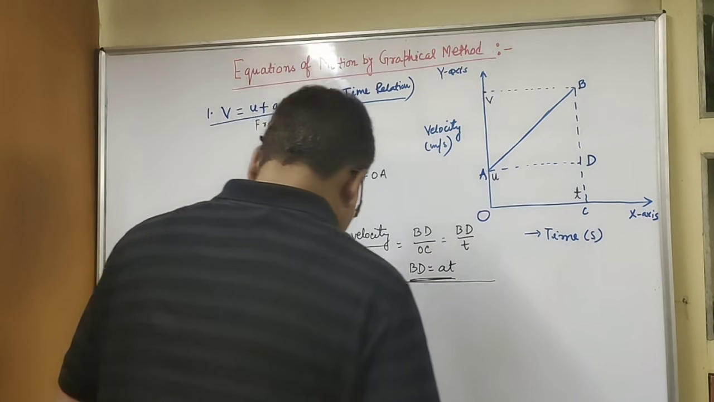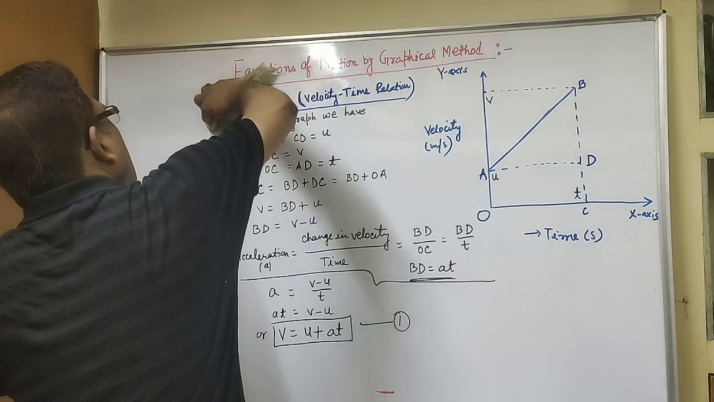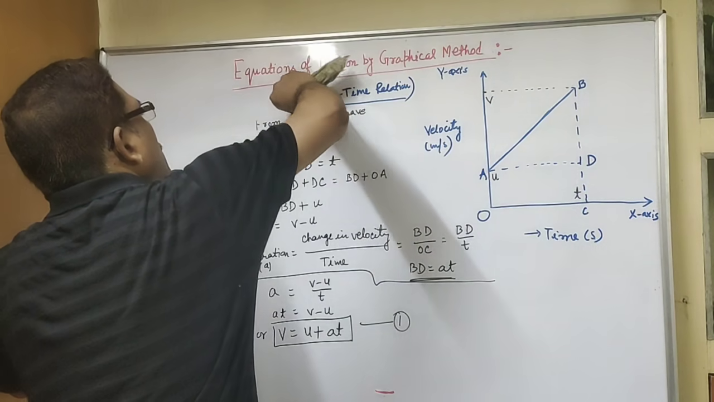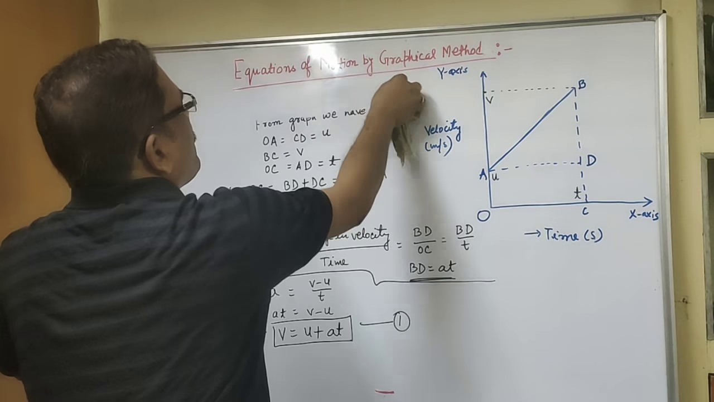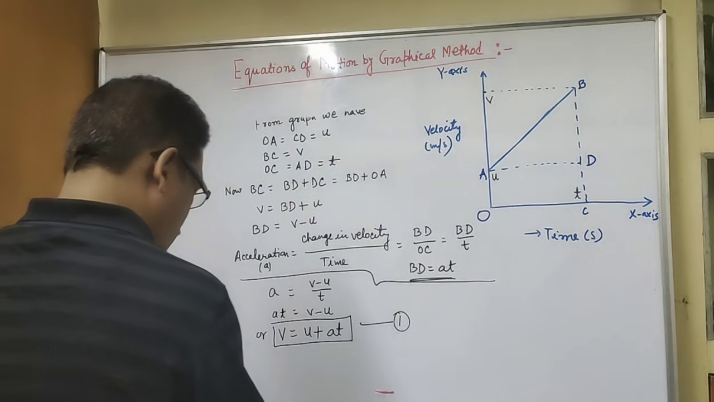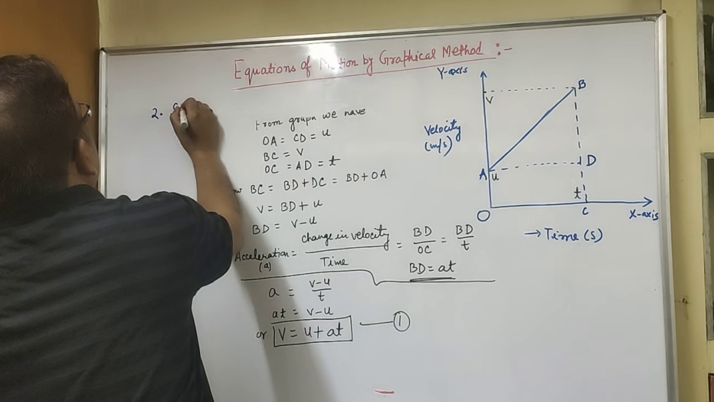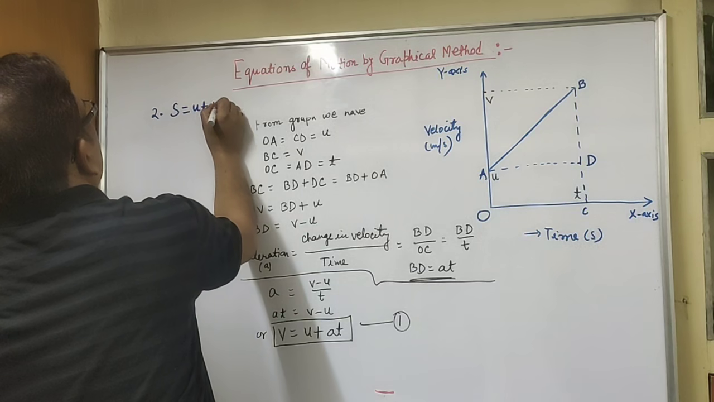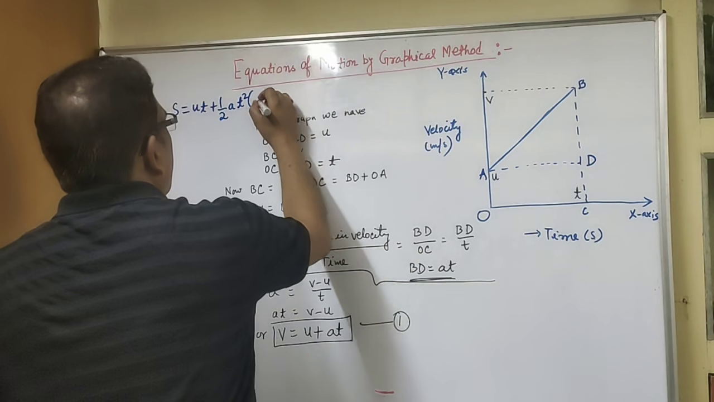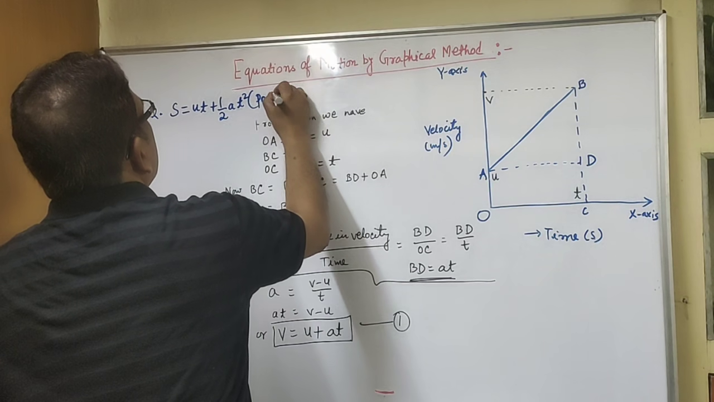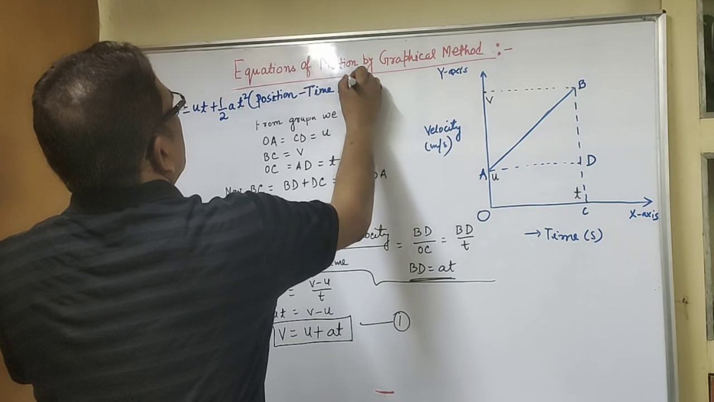Now we will derive the second equation. The second equation is position time relation. As you know, that is S is equal to UT plus half AT square. The second equation is S is equal to UT plus half AT square. So position time relation.